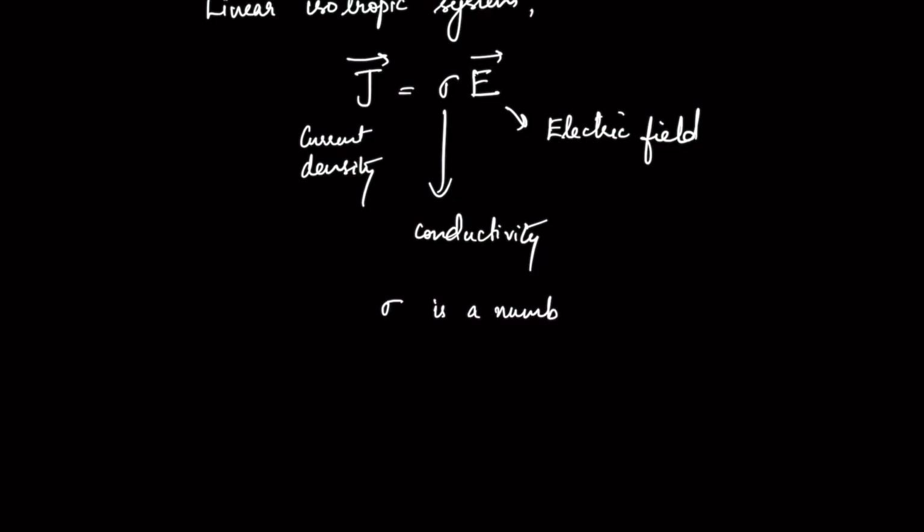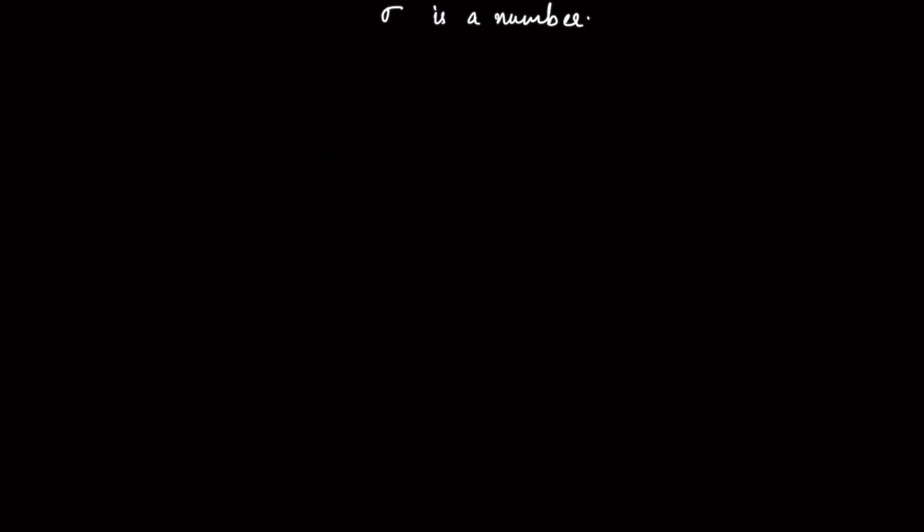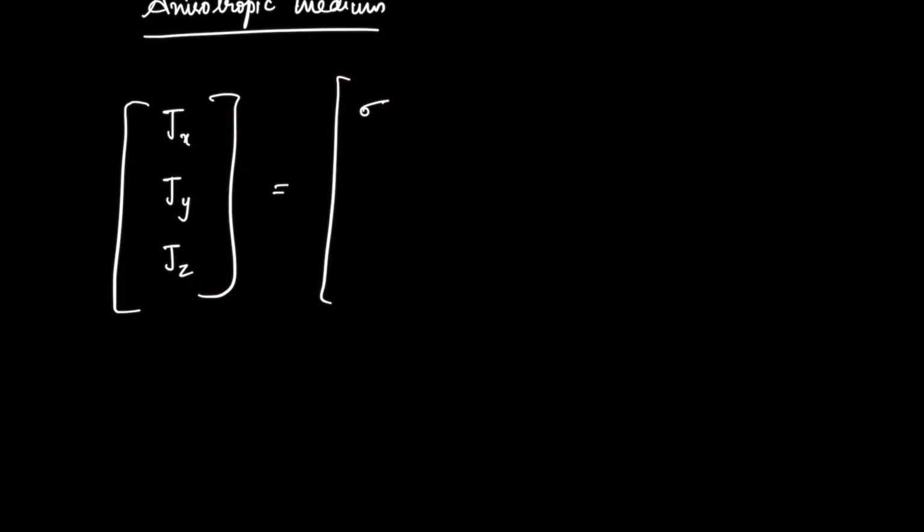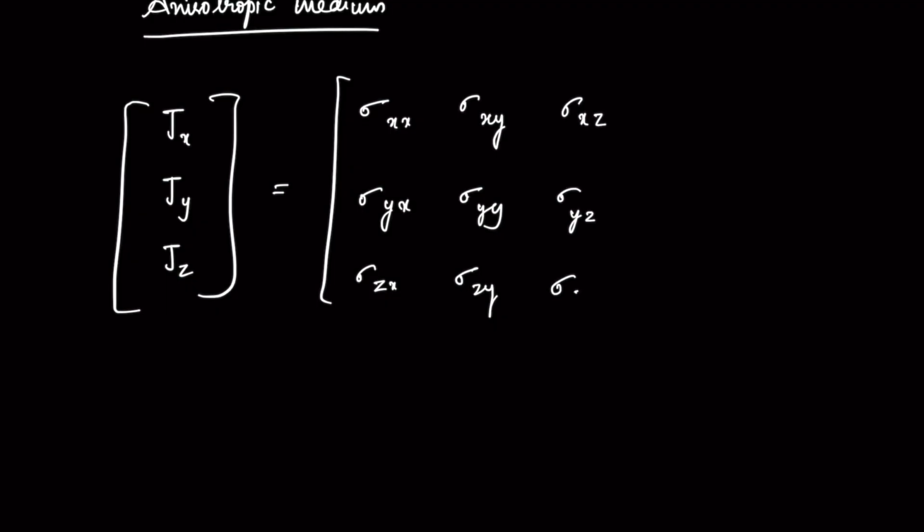Now, when you consider an anisotropic medium, the same Ohm's law we have to write as Jx, Jy, Jz is equal to the matrix, sigma is not a number here, it is sigma xx, sigma yx, sigma zx, sigma xy, sigma yy, sigma zy, sigma xz, sigma yz, sigma zz, multiplied by Ex, Ey, Ez.